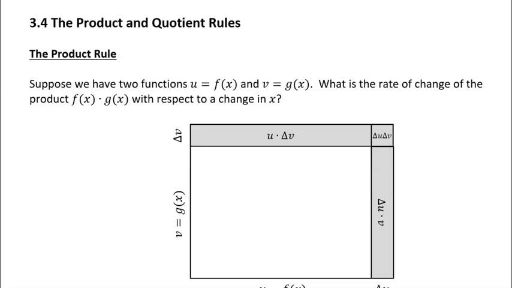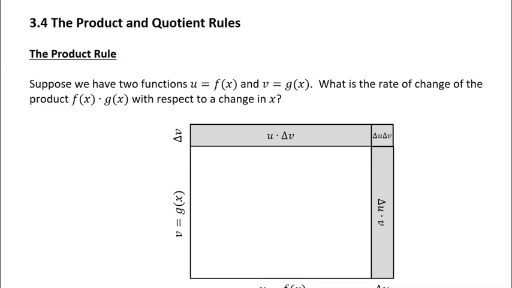All right, so we can create new functions from other functions, right? And one way that we can do that is to multiply two functions together and we get a new function. Or we could take two functions and divide them, right? And then we get a new function. So in this section, we're going to learn the product and quotient rules.